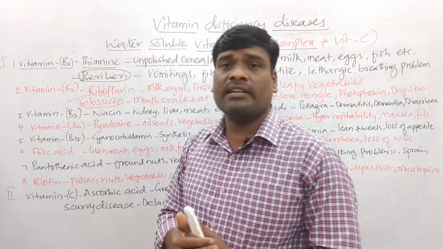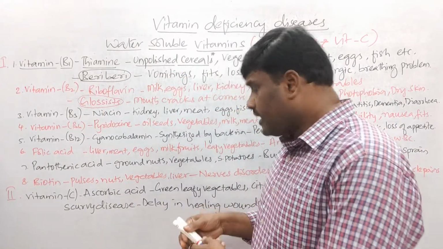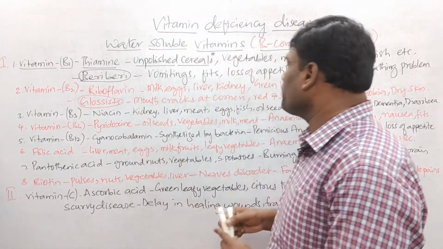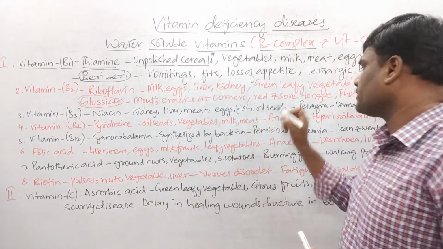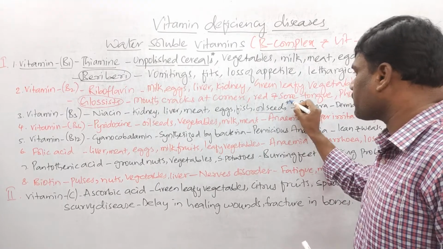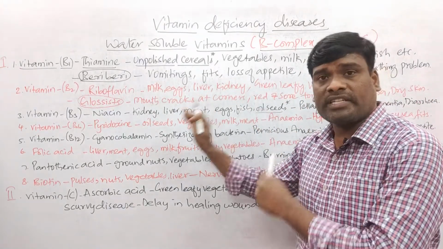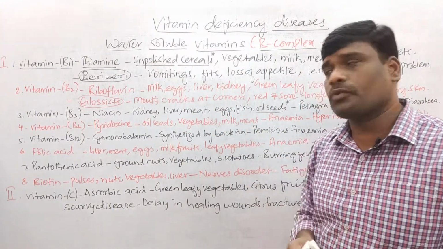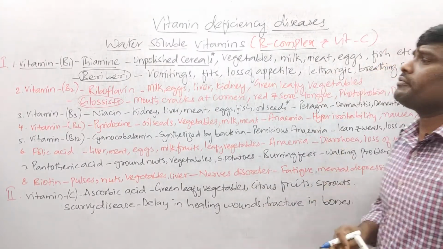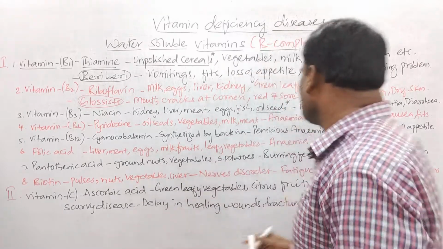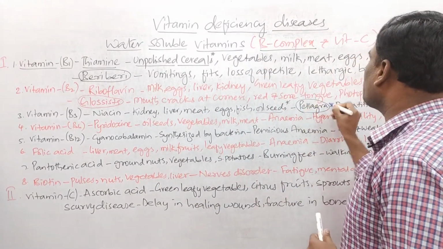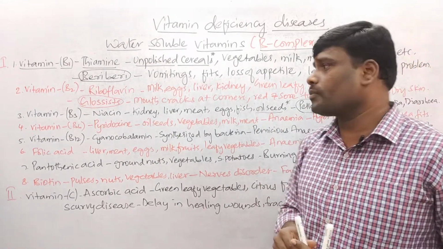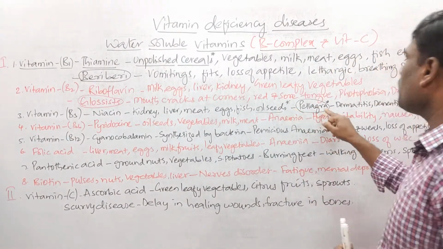Next, come to the B3 vitamin, that is niacin. If you look into the sources of niacin, children: kidneys, liver, meat, eggs, fish, oil seeds. In the oil seeds it is very rich. Due to the deficiency of niacin, that is B3 vitamin, it leads to pellagra. This is very important. Usually this question comes in competitive exams and even in the boards also.